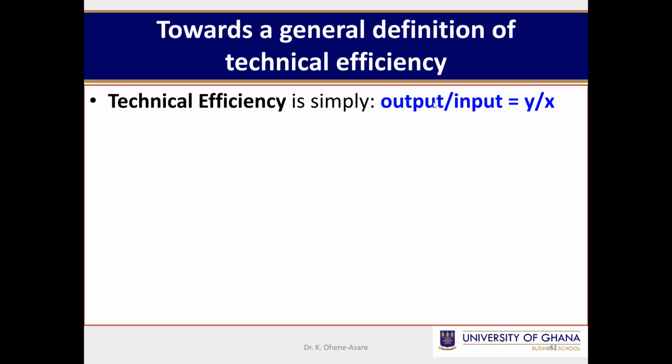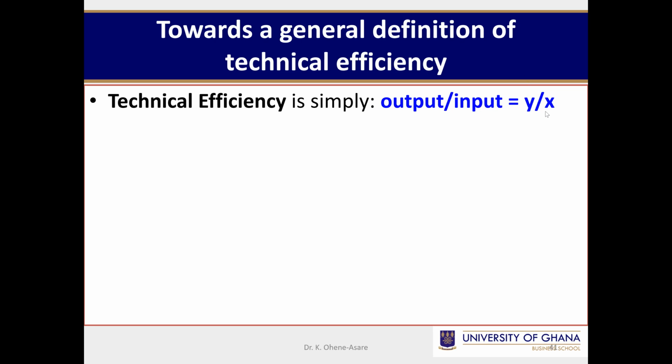Please, somebody should put it on the page that we've started so that the rest will know. So it's output over input. If your output is 10 and your input is 5, then your efficiency is equal to what? You can tell me. Salina, what is your efficiency? It's 2. Okay.